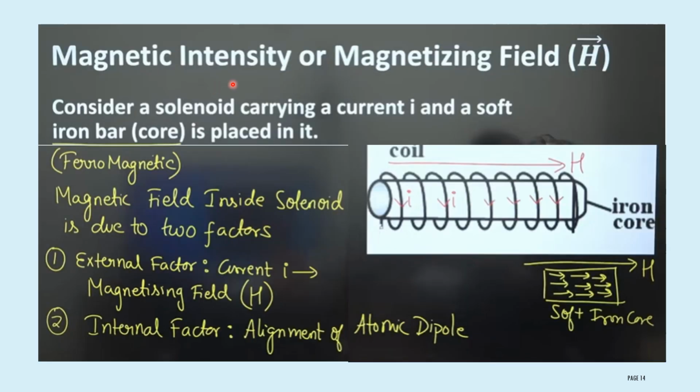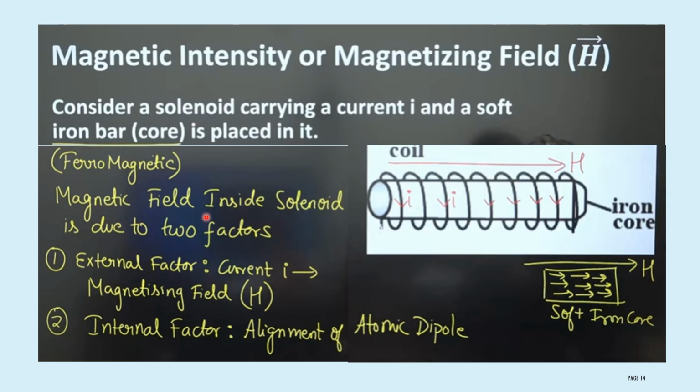Let us discuss in detail the magnetic intensity or magnetizing field H. Consider a solenoid carrying a current I, and a soft iron bar core is placed in it. Consider this is a solenoid. A solenoid is nothing but a current carrying conductor wound with the help of a copper wire. When you switch on the current, the current will flow in this direction and will produce a magnetizing field H. One more thing, you have to keep an iron core inside the solenoid. Here iron will behave as a ferromagnetic material.